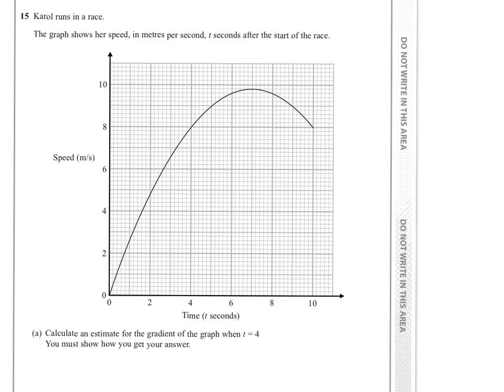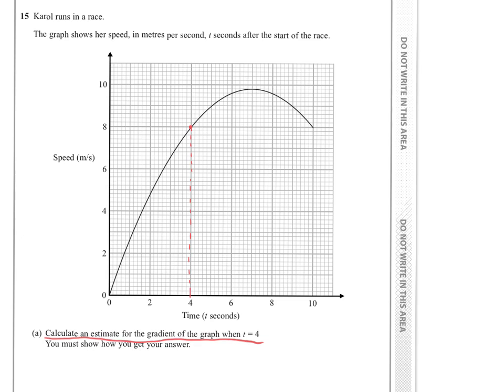Question 15. It says here that Carol runs in a race. The graph shows her speed in meters per second, t seconds after the start of the race. And you have to try and calculate an estimate for the gradient of the graph when t equals 4. So when t equals 4, we want to estimate a gradient. Now a way of doing that is to just draw a tangent to the curve at that point.